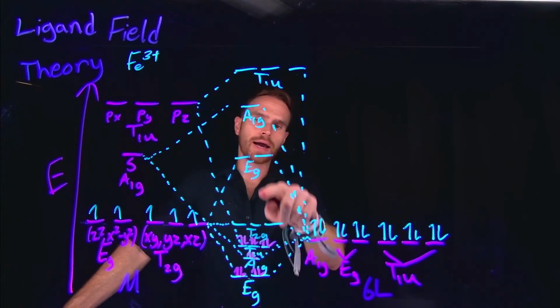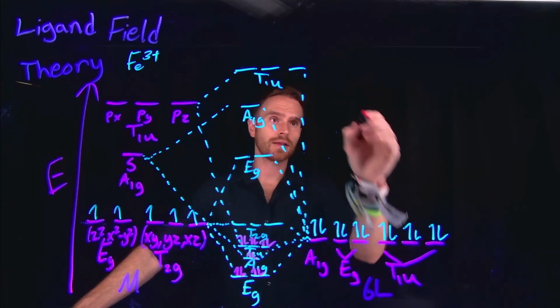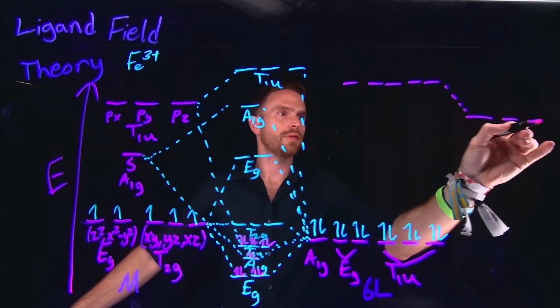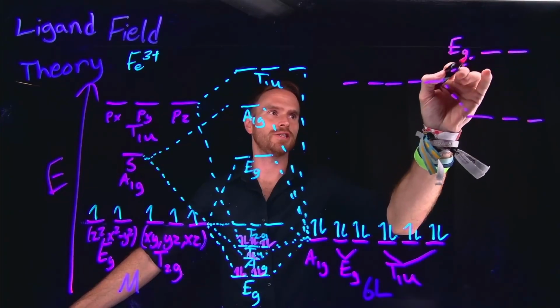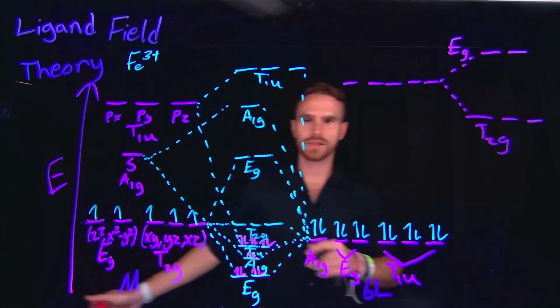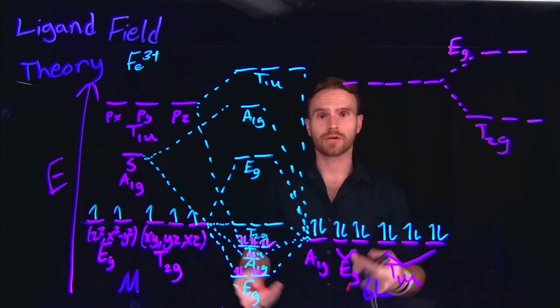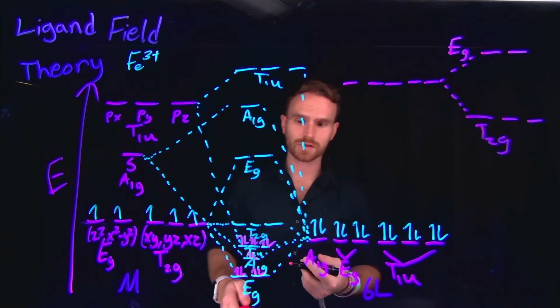Now I start to see that those T2G and EG orbitals look a lot like the crystal field orbitals that we talked about at the beginning of this video, which we labeled as EG and T2G. I mentioned that you would see why they were called T2G and EG, and this is where it comes from, because those correspond to those molecular orbitals when you make an MO diagram for an octahedral metal complex.